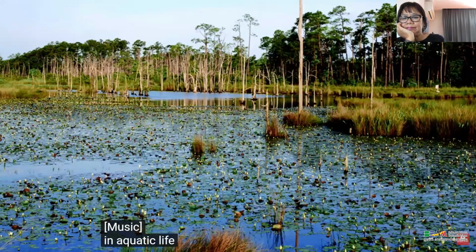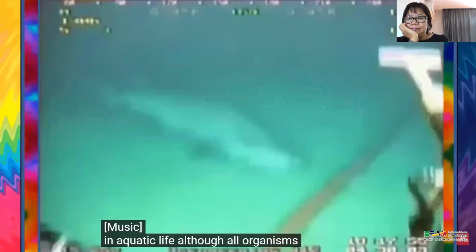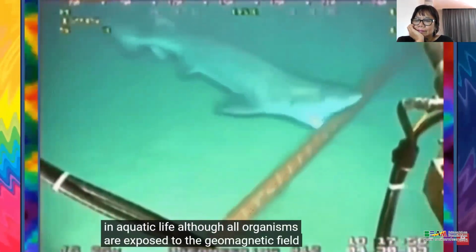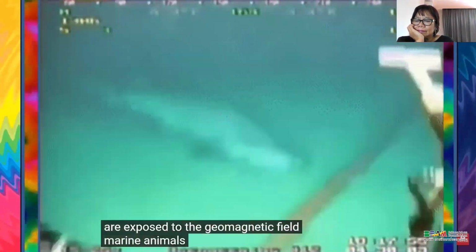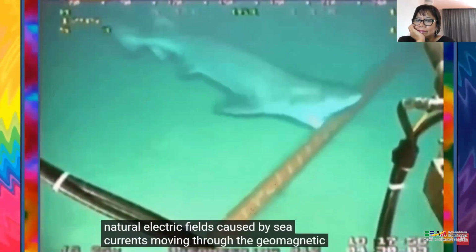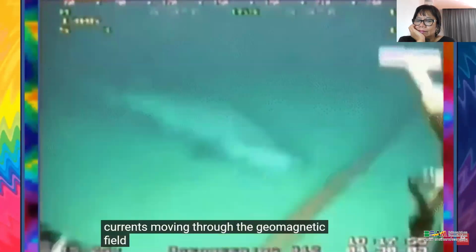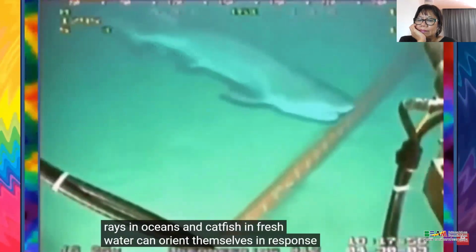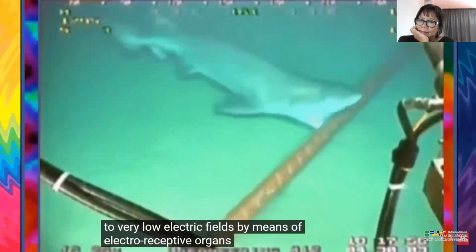In aquatic life, although all organisms are exposed to the geomagnetic field, marine animals are also exposed to natural electric fields caused by sea currents moving through the geomagnetic field. Electrosensitive fish, such as sharks and rays in oceans and catfish in fresh water, can orient themselves in response to very low electric fields by means of electroreceptive organs.